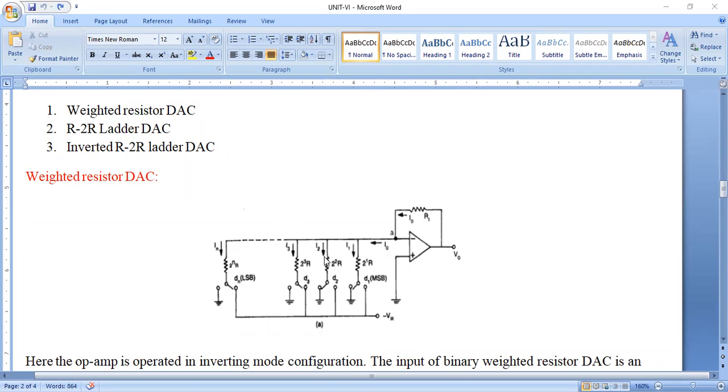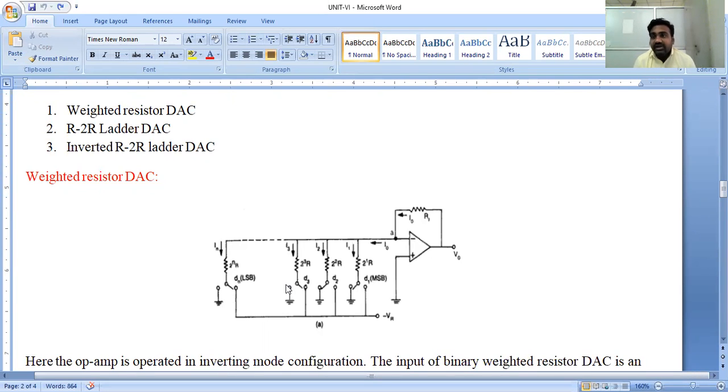So if the binary input has a switch, it is connected with respect to the reference voltage minus VR, and it is connected with respect to bit 0. That means whenever the switch is connected with respect to the resistance, we have the output 1. Whenever the switch is connected with respect to the ground, the output is 0. So this analyzes the operation of the binary code input. That means the entire binary code consists of zeros and ones.